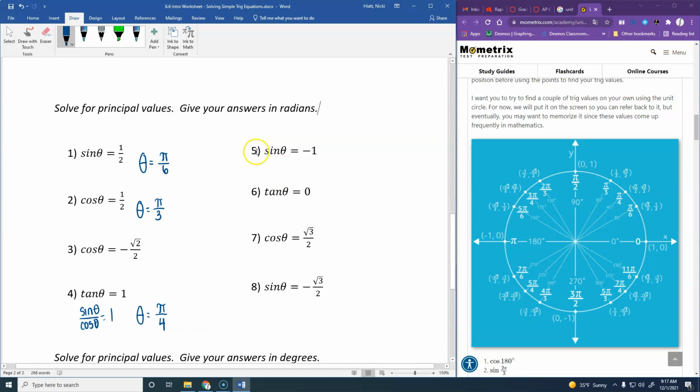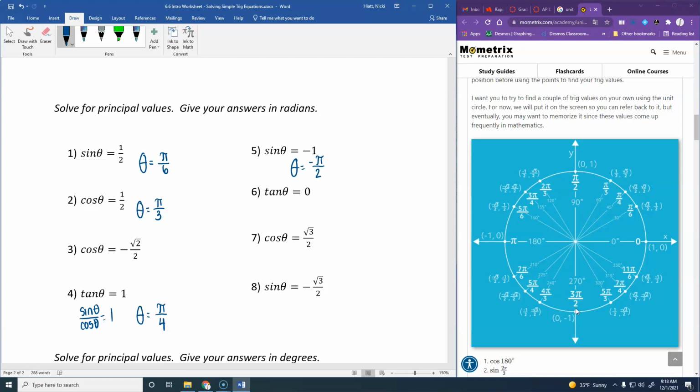For number 5, we've got sine of theta equals negative 1. So we are looking for where our y-coordinate equals negative 1. When we look around the circle here, right here, we see our y-coordinate is negative 1. However, that is at 3 pi over 2. For our principal values for radians, we're only looking from negative pi over 2 to positive pi over 2. So negative pi over 2 is right here. So instead of giving 3 pi over 2, we want to say that theta equals negative pi over 2.